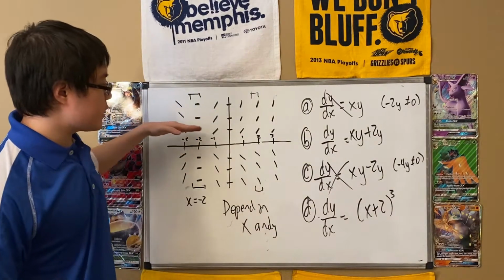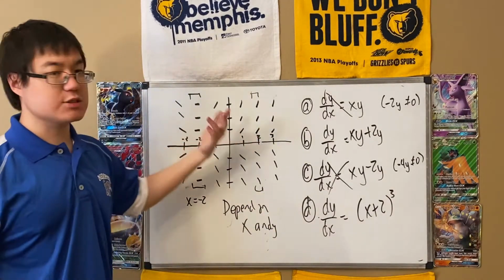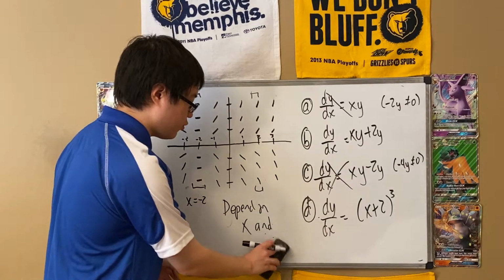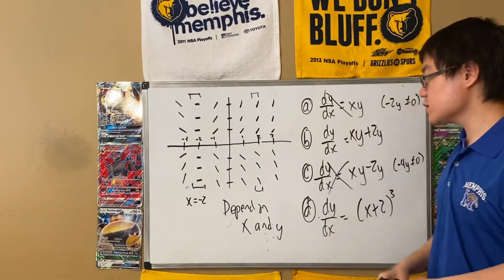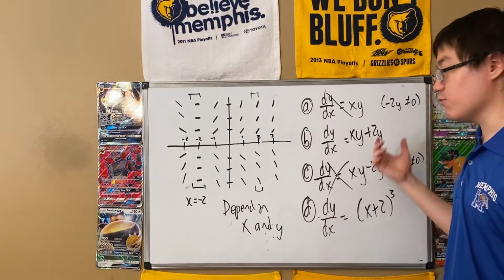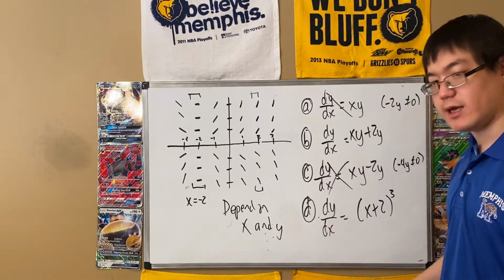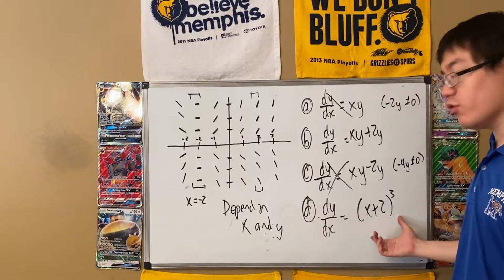So notice again, as you go along this road, the slope is certainly changing. So this differential equation depends on x or y. Now we're going to look at our answers. Well, it looks like answer choice B does have x and y, so I'm going to go for that one as opposed to answer choice D. Answer choice D only depends on x's.